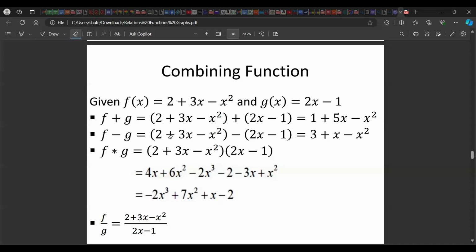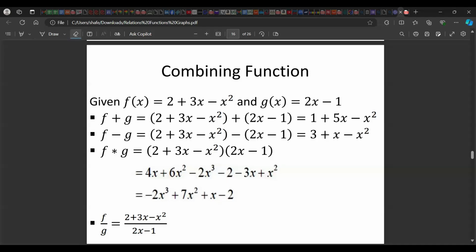Similarly with subtraction, we subtract like terms, right? So 2 minus 1, those two minuses will become a plus. So you get 2 plus 1, that's how we get 3. 3x minus 2x will give us x. And there are no other x squared terms, so we leave the minus x squared in, right?